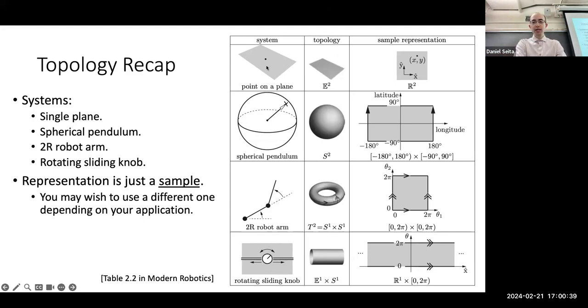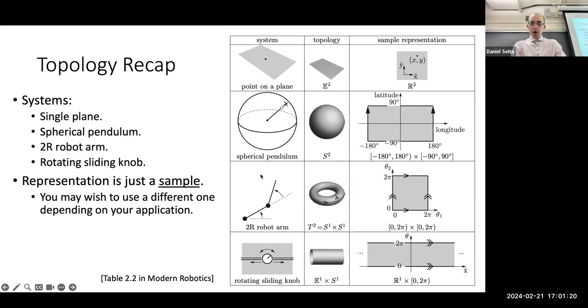So if you look at the topology here, for a point on a plane, you use the topology like the plane. Here we're denoting that with E squared. And a sample representation is the 2D XY coordinate. I mean, most people would probably use that. But of course, there's other things, maybe polar coordinates. A spherical pendulum means the topology is this thing, which is the surface of a sphere. And an example representation is the latitude and longitude that we just talked about.